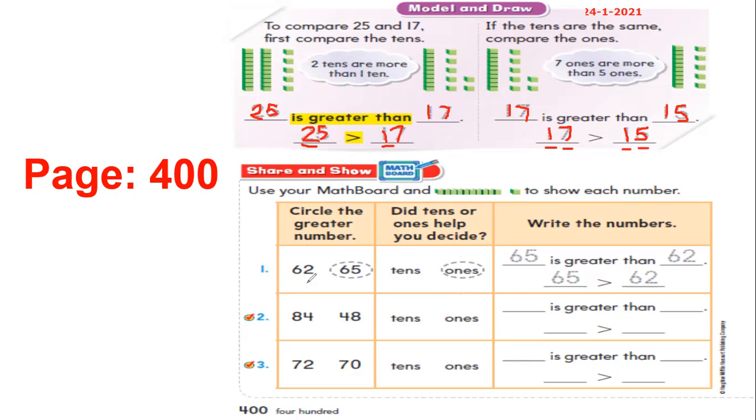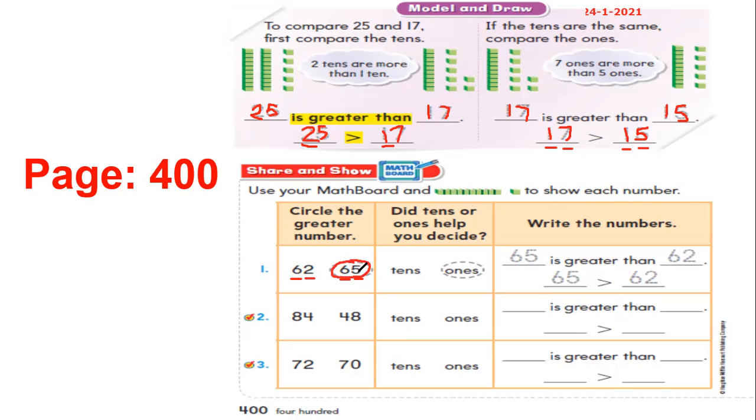So question number 1, we have 62 and 65. So let's compare. I have here 6 on the tens side and here again I have 6. So I cannot compare with the tens. So let's move on with the ones. 2 and 5. Which is greater? Yes, 5 is greater. So let's circle the number 65.